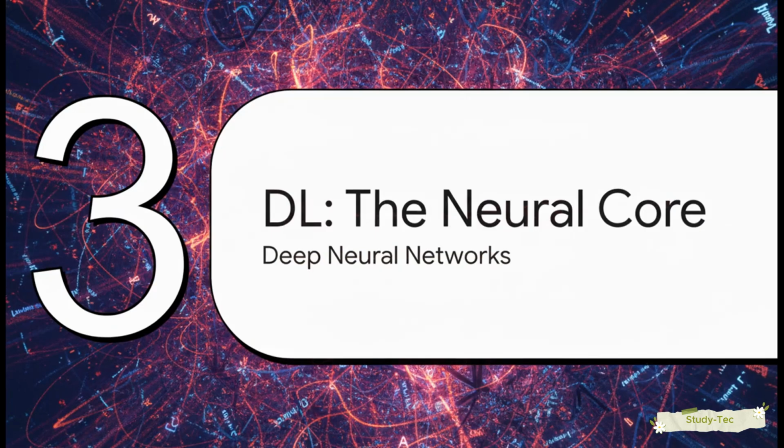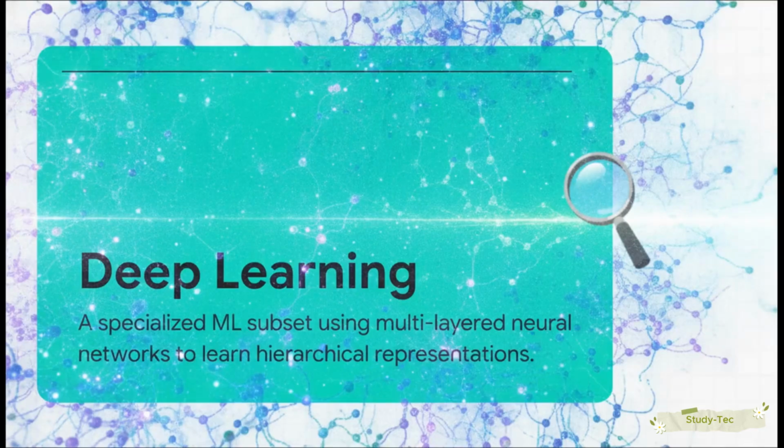Okay, but what if the data is just messy, raw, and totally chaotic? Let's plunge into Section 3, DL, the neural core. Deep learning is the deepest, most complex, nested layer. It's literally inspired by the biological structure of the human brain. It uses millions, sometimes even billions of these interconnected artificial neurons or nodes.